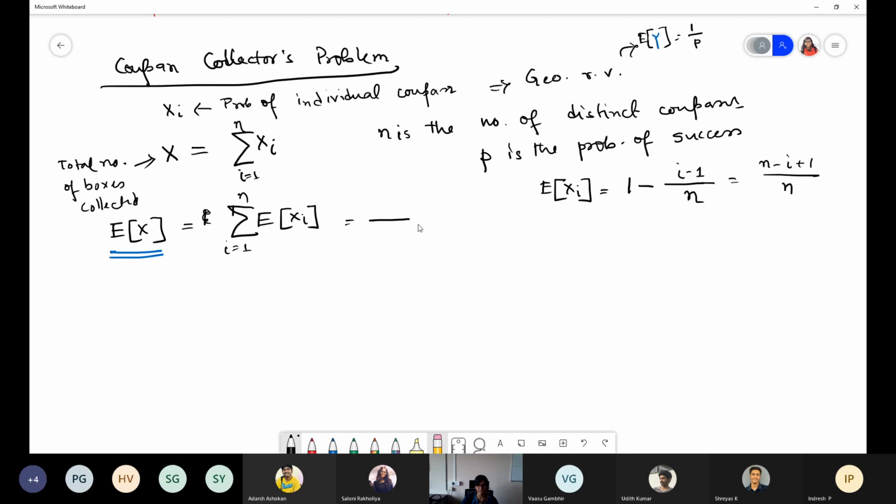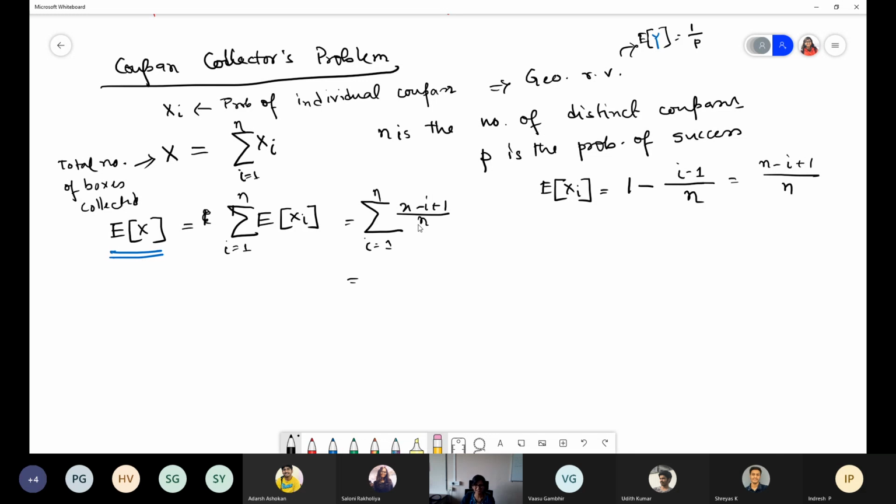This is E of xi. So what I have to do is take the sum over this. You don't take copies, right? That's what I can understand from that. See, that is the problem if I try to recap.